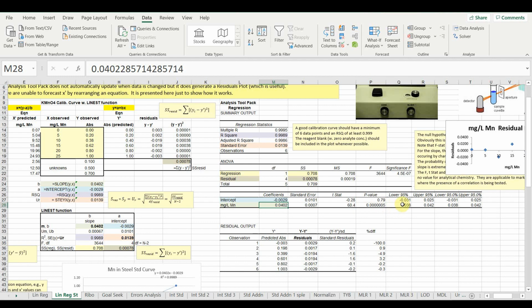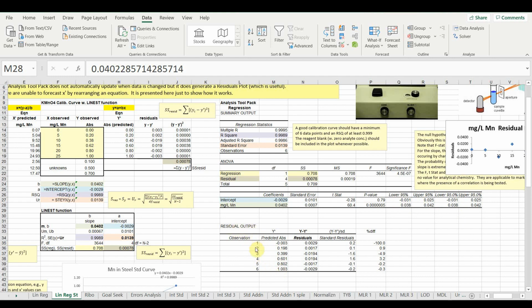And these upper and lower 95% confidence limits, technically, they could be used to calculate uncertainties, but they tend to overestimate the uncertainty of a forecast, and there is actually a better way to do this, which I will show you very shortly. So again, we don't really need anything from this section. The residual output is of use.